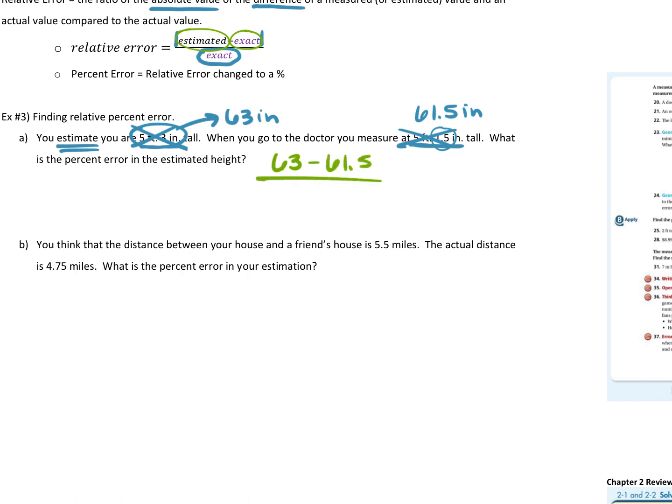Which number goes on the bottom here? The exact. What is your exact? The 61.5. Okay, so just make sure that's the biggest difference now. It's not the one you started with. It's not your original amount. It's the exact amount. Okay, so subtract that, 63 minus 61.5. And then you divide that 1.5 by 61.5.